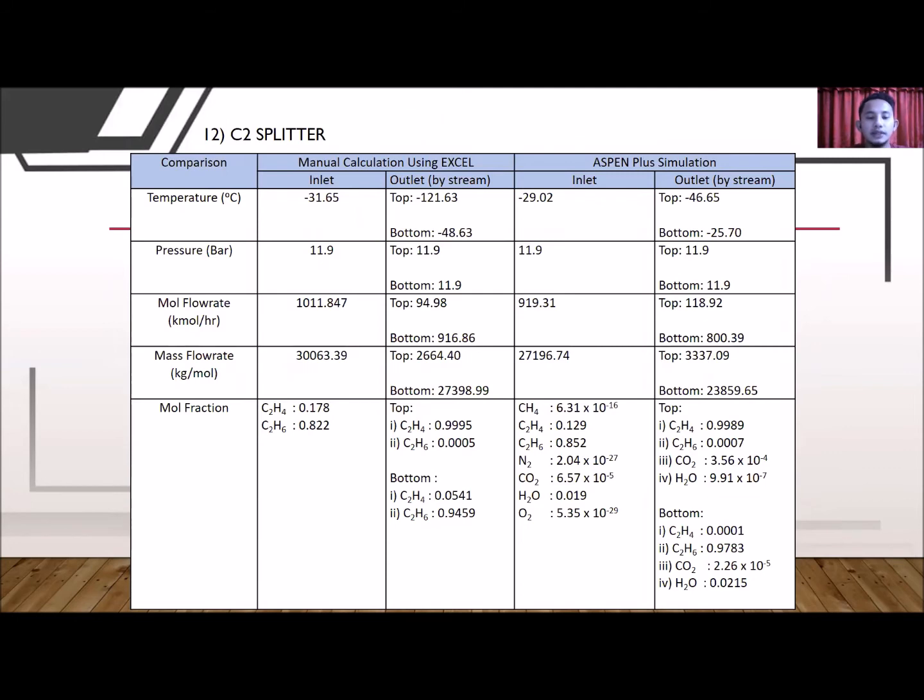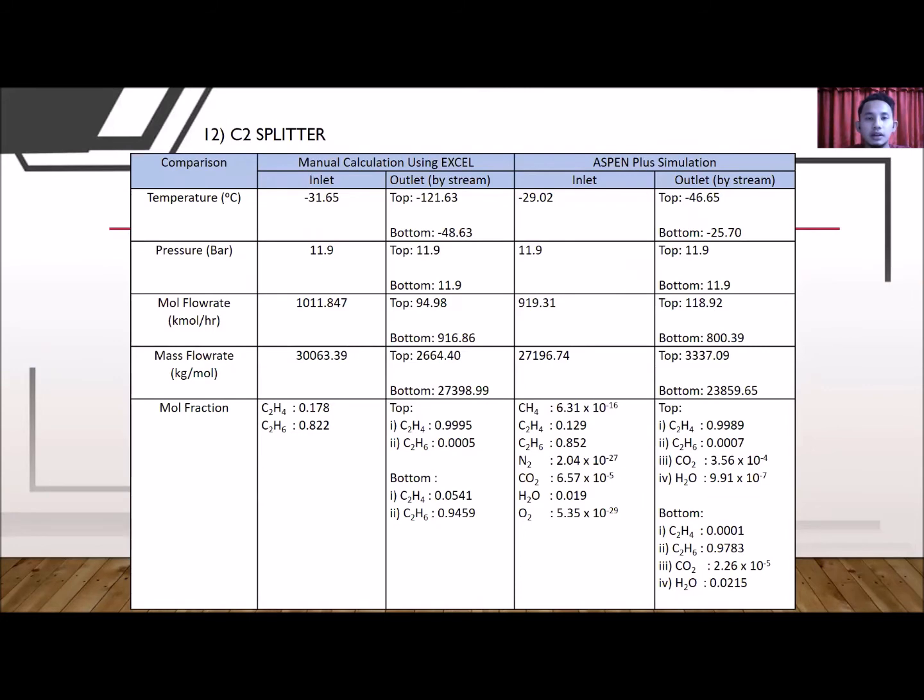So the next is the C2 splitter. As a comparison, the Excel calculation consists of 5 C2 splitters in order to achieve the desired purity. But for the Aspen calculation, it has only one.